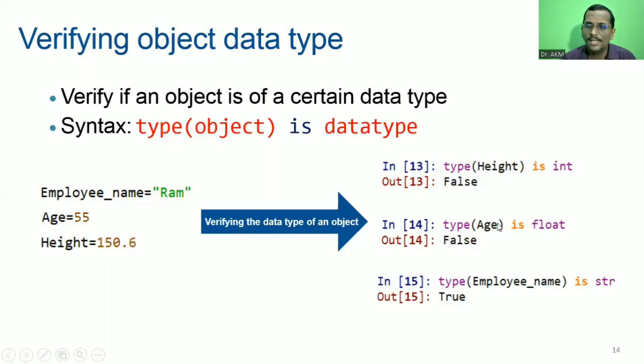Next, I have to check whether the age variable is float or not. So type age is float. The answer returned is false because age is a variable having data type integer. Next, type employee_name is str or not. I have to check whether the variable employee_name is str or not. It returns true. It means that the variable employee_name has data type string, that is str. So this is a way to verify the data type of a particular object.